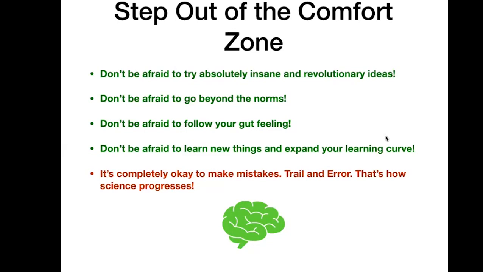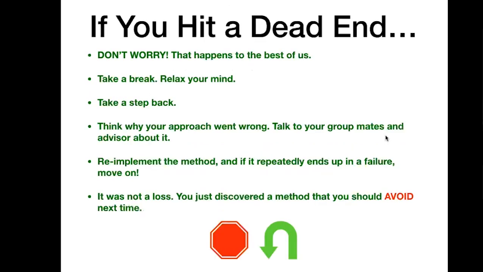And it's completely okay to make mistakes, because trial and error, that's how science progresses. So that's all part of the plan. And then, of course, you might hit a few dead ends, few obstacles. It's fine. That happens to all of us. That happens to the best of us. So take a break, relax your mind, and take a step back. So that's how you manage these situations, right? And then think about why this approach went wrong. And then talk to your supervisors, talk to your group mates about it, have detailed discussions, brainstorm a bit, and then try to re-implement the method with these changes.